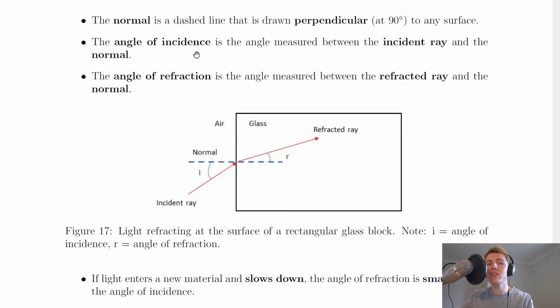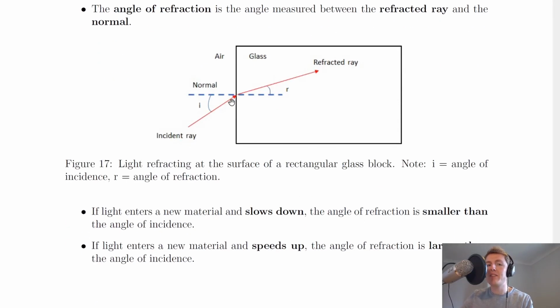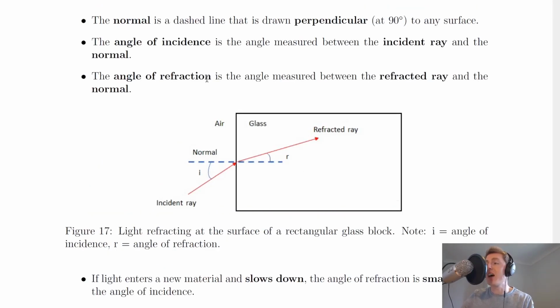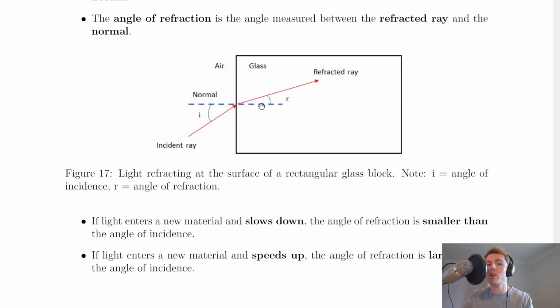We then said the angle of incidence is the angle measured between the incident ray and the normal. So there is my incident ray, the light coming into the block, and there is my normal. So there is my angle of incidence, which I've called I. And lastly, the angle of refraction, that is the angle measured between the refracted ray and the normal. So there is the refracted ray, the ray that has changed speed and also direction in this case. And you'll see we have the refracted ray and the normal, so the angle between the refracted ray and the normal is my angle of refraction, which we've called small r in this case.